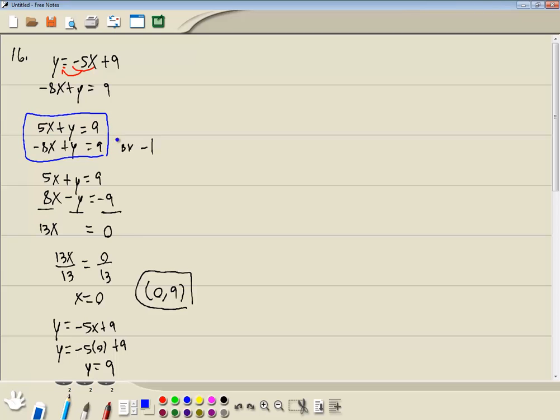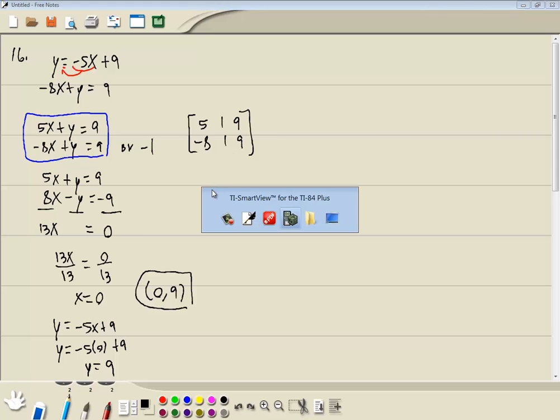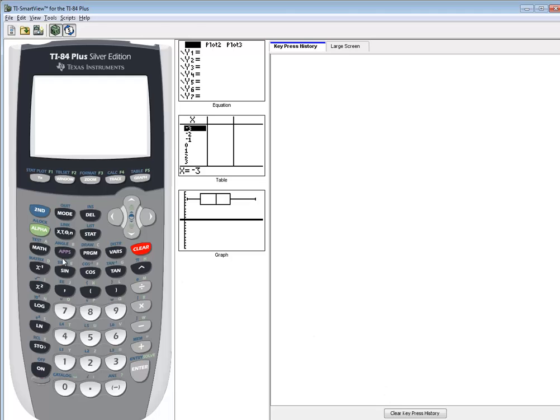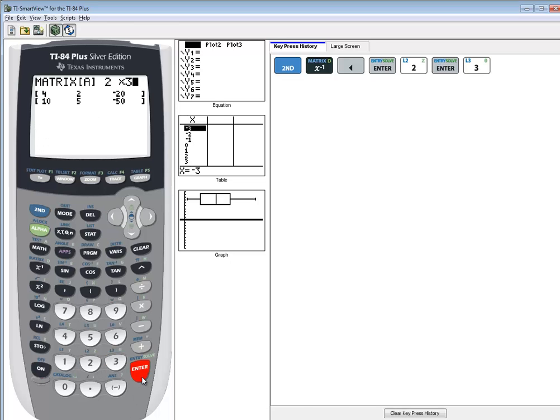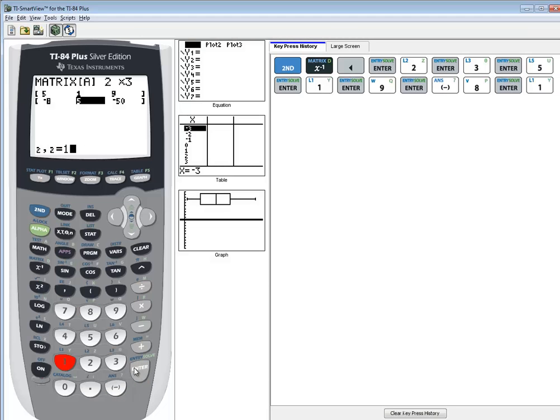Now to plug this in your calculator, you want to choose the system of equations where all the variables are on one side and numbers on the other side. Okay, so we'll write down a matrix that goes along with that. We got 5, 1, 9, negative 8, 1, 9. It's a 2 by 3. Okay, so I'm going to do second x negative 1, go to matrix menu, go over to edit, enter on A, 2 by 3. I got 5, 1, 9, and negative 8, 1, and 9.